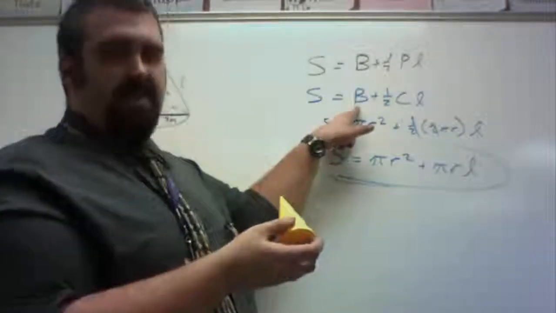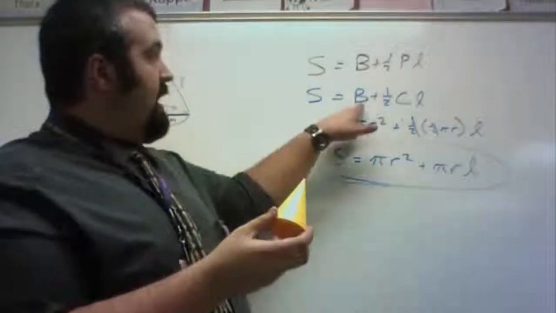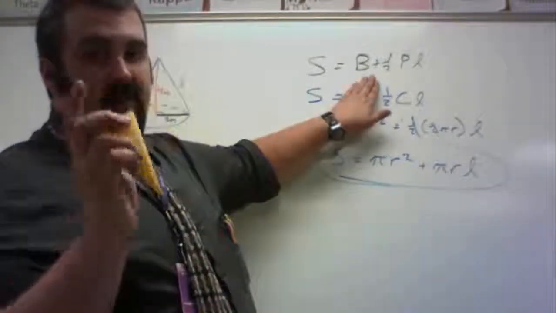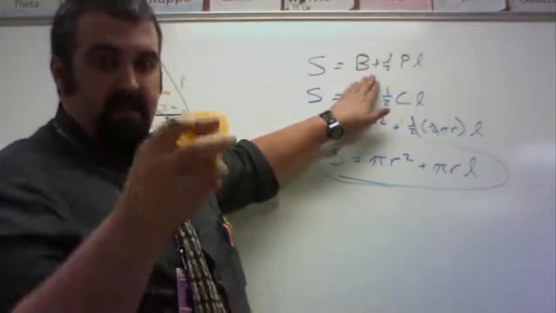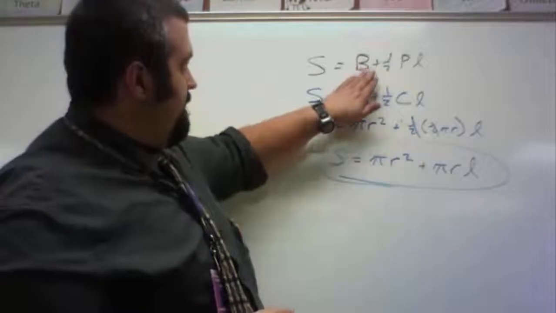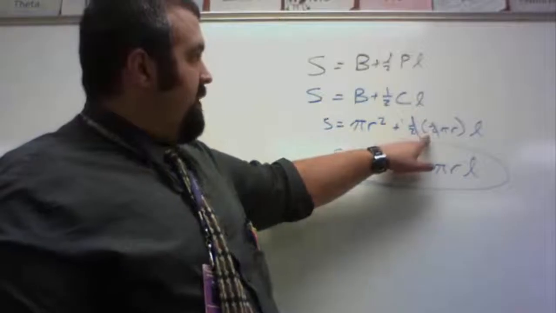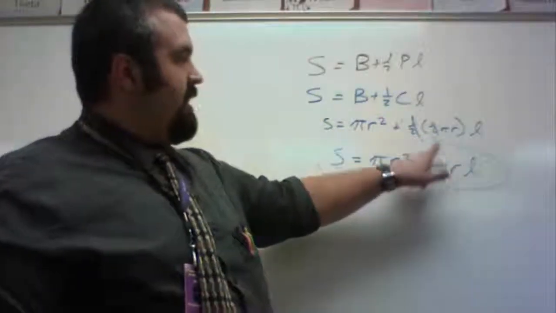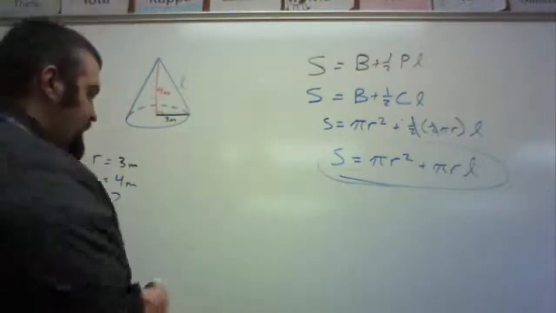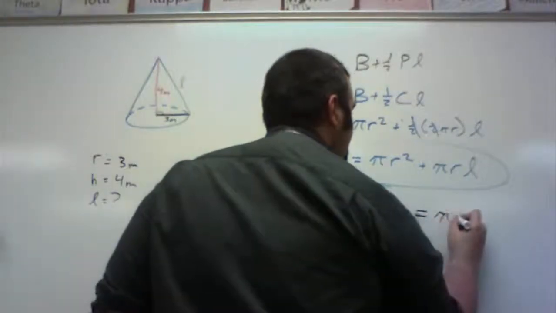So when I look back at this equation, it's base area plus 1/2 circumference times L. If I got rid of the base, that would be the lateral area, because there's only two areas in a cone, the lateral area and the base area. So if I get rid of the base area, 1/2 CL is the lateral area. And if I look at how 1/2 CL changed, that means the lateral area is going to be pi r L. So lateral area for a cone is equal to pi r L.